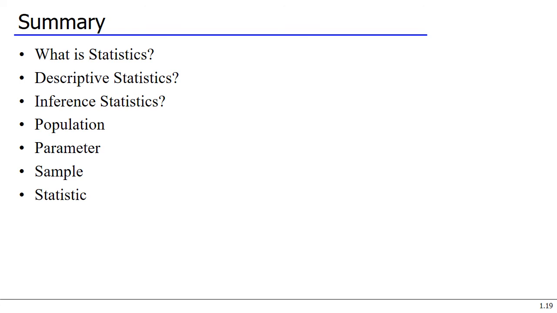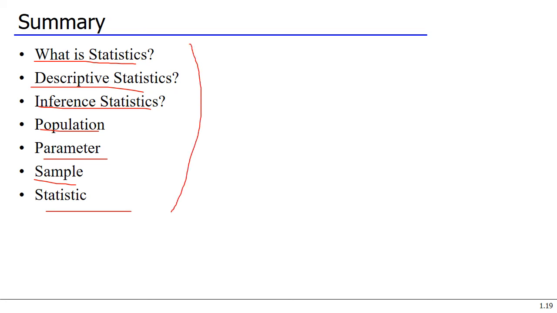Up to now, I have been explaining what is statistics, descriptive statistics, inferential statistics, population parameter, and sample statistic. You should understand the meaning of these, and based on this, I'm going to show you how to analyze data. But before I move to the next explanation, please make sure you understand the meaning of this.